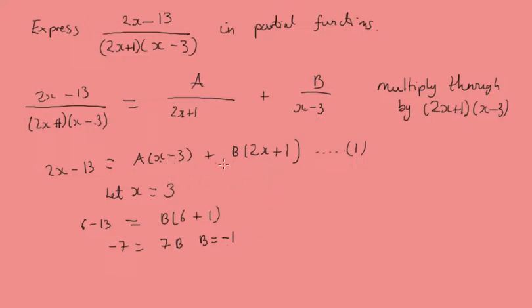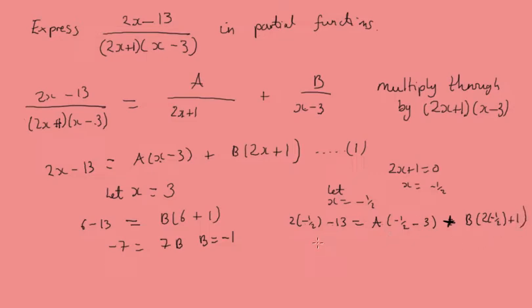Now, let's look at this again. How can we get this bracket to be 0? So 2x+1 equal to 0, x would be minus a half. So let x be minus a half. We're going to have 2 times minus a half, minus 13, equals A times (minus a half minus 3), plus B times (2 times minus a half plus 1). Working all this out, you'll get minus 14 equals minus 7 over 2 A. So A is going to be 4.